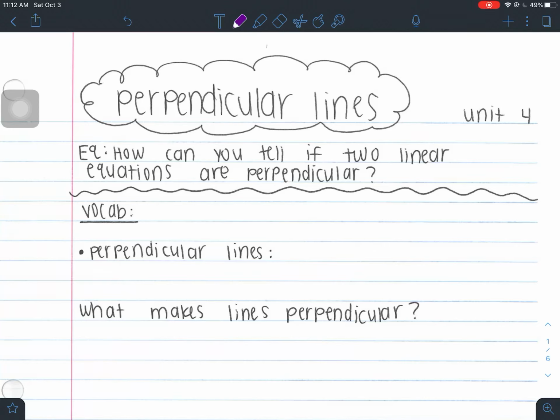Hey guys, welcome to the notes for perpendicular lines. We are in Unit 4. Our essential question is, how can you tell if two linear equations are perpendicular?